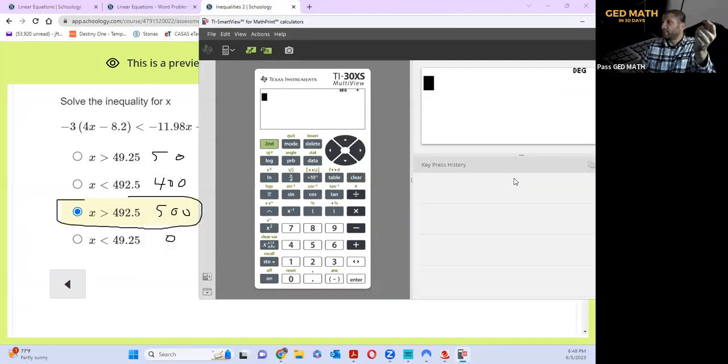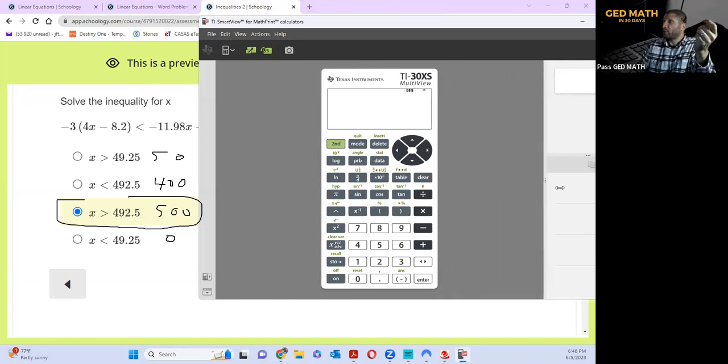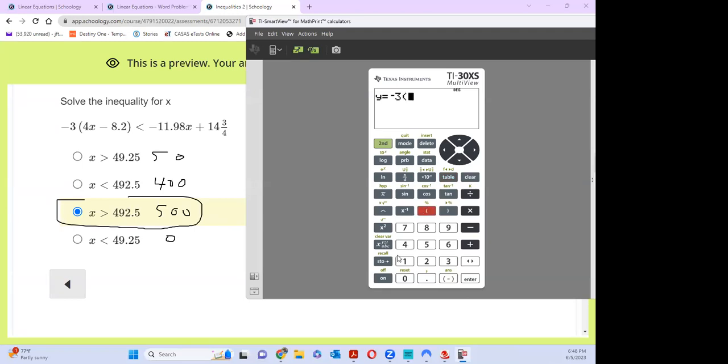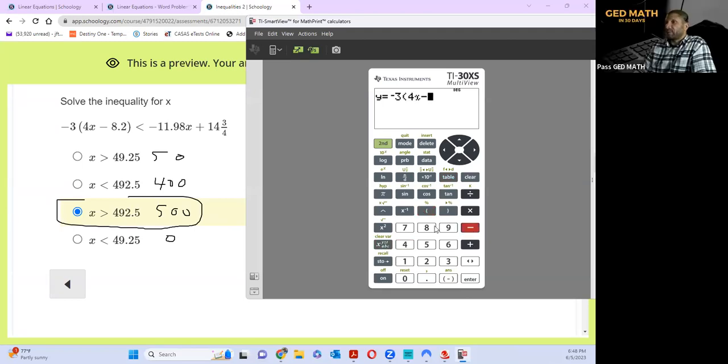Let me make this bigger here. I haven't really shown this in GED Math Monday because this is something you've got to practice using the ebook. But watch this. I can hit table, and I'm going to do this first part first: minus 3 times 4x minus 8.2. I only did the first part of that. It asks x, so I'm going to put the variable I want in there. And I'm going to do all of them since you asked me.